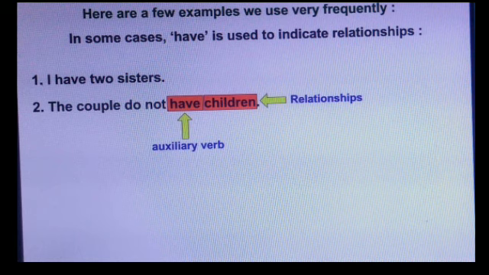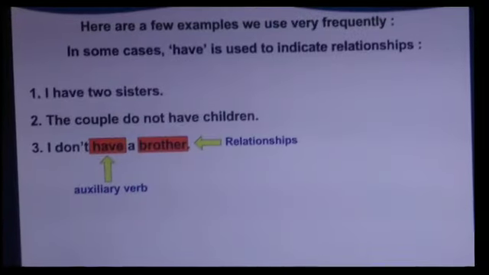Second example, the couple do not have children. Here again, have is an auxiliary verb in the sentence, whereas children shows the relationship. The third example, I don't have a brother. Here again, have is an auxiliary verb and brother shows relationship.